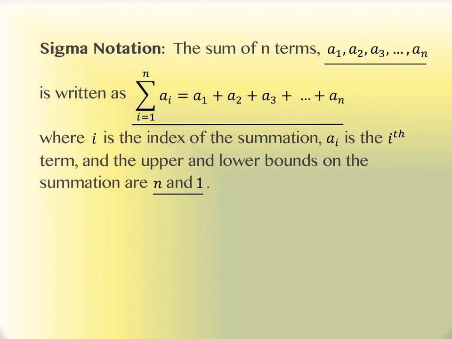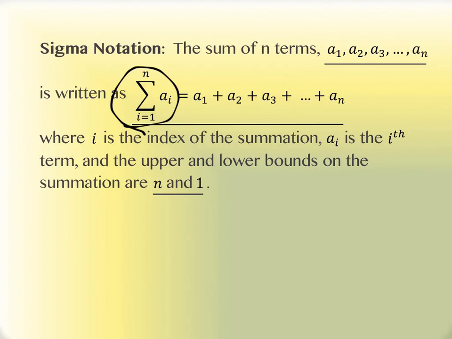So here's your first definition or first description of what's going on. We're going to take a bunch of terms, A1, A2, A3 to AN. Okay, so there's a list of numbers. Those are all representing numbers. And we want to add them all together. That's the goal, is to take this list of numbers and add them all together. And the notation for doing that right here is this sigma notation.